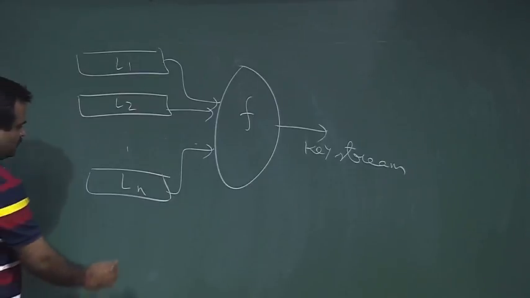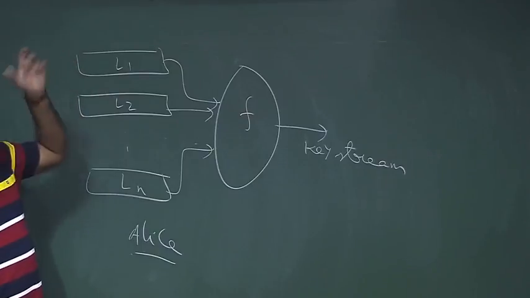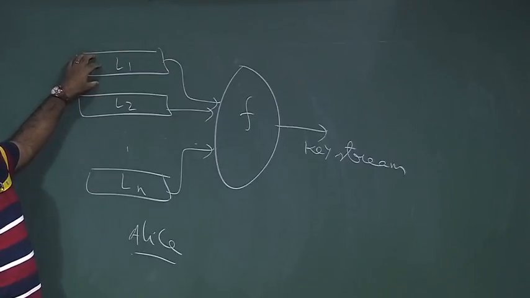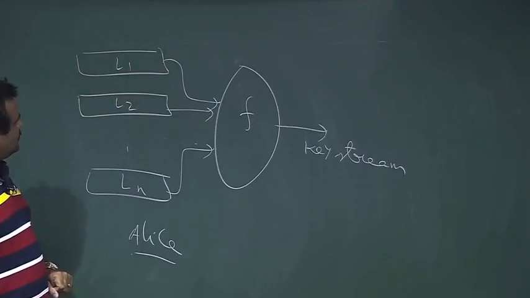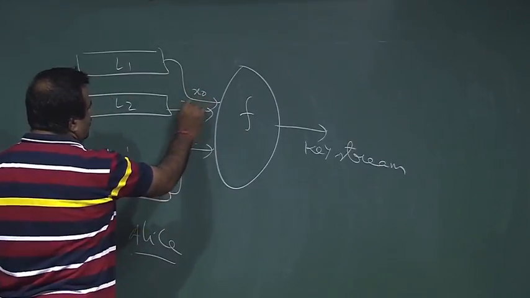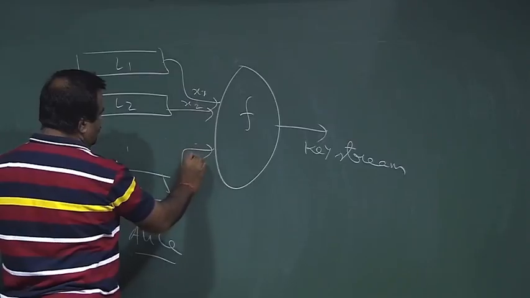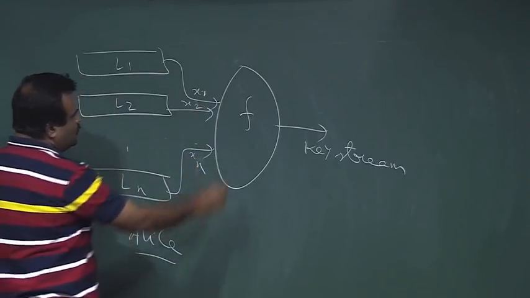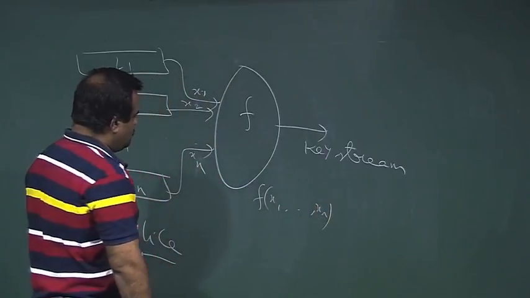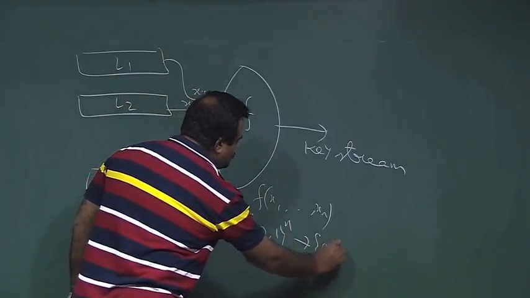This is the encryption Alice is doing. Alice and Bob have shared a common key, so they load this secret key in each of these LFSRs and run them, and they get some output from these LFSRs: x1, x2, x3, up to xn. The key stream is a function of x1, x2, and so on. This is a Boolean function, so f is a function from {0,1}^n to {0,1}.